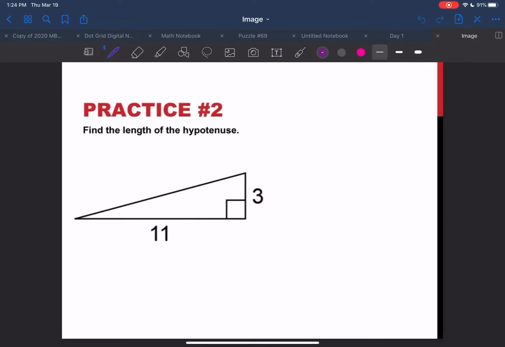Okay, if you watched the video, then you should know the equation that you have to use for these right triangles. That would be a squared plus b squared equals c squared. Now the important thing to know is that your a and your b are always called the legs of your triangle. One way to remember that is the word legs makes an L, and if you draw a capital L, that would be the same as making a right triangle.